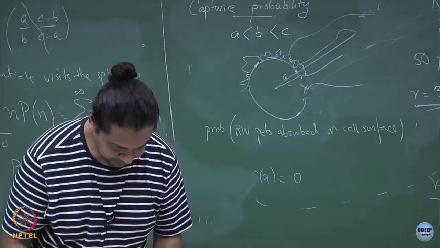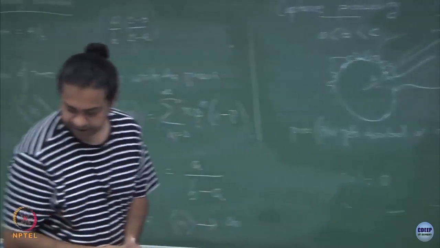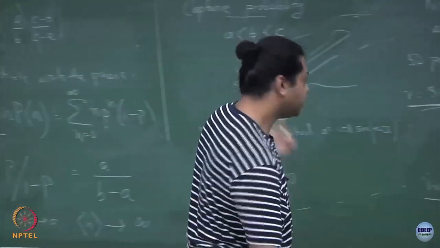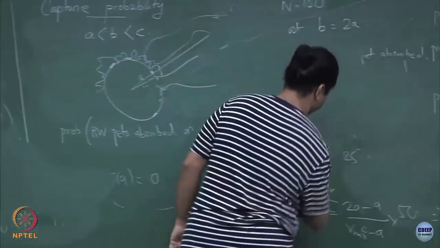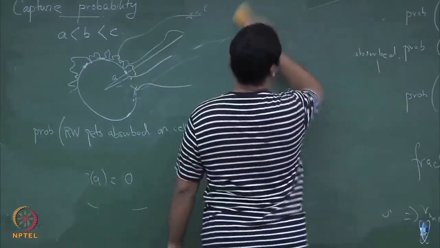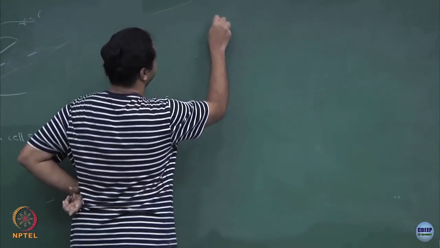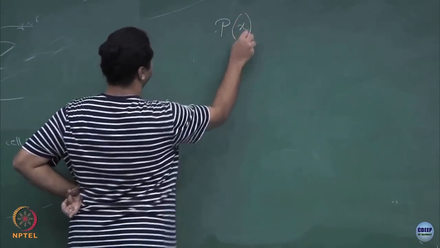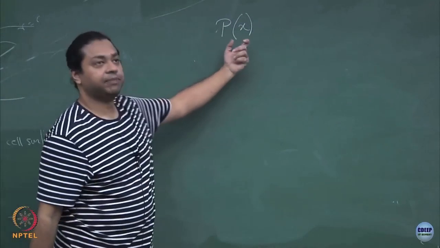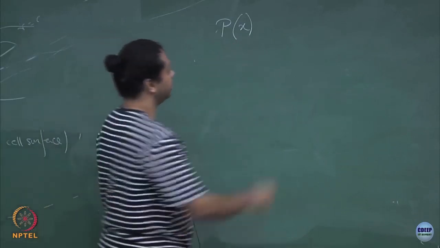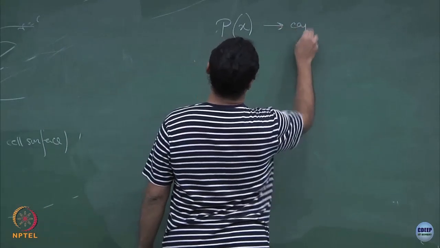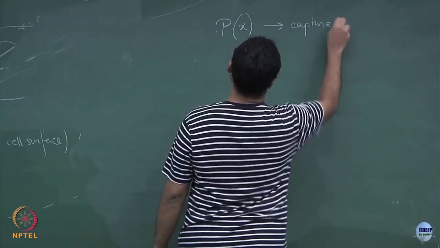All right. Let me try to formalize this a little bit. So, let me try to write an equation for this capture probability. I want to know what is the probability that if I release a particle from x, r is equal to x, let us say, what is the probability that particle is going to get captured. Okay. So, this is the capture probability.